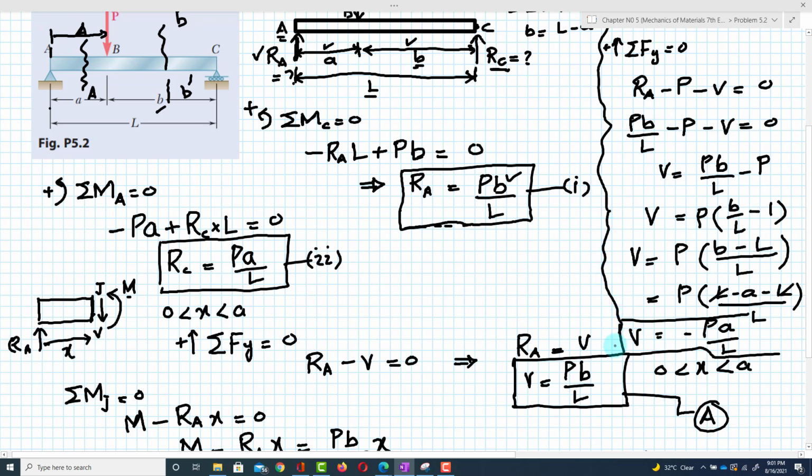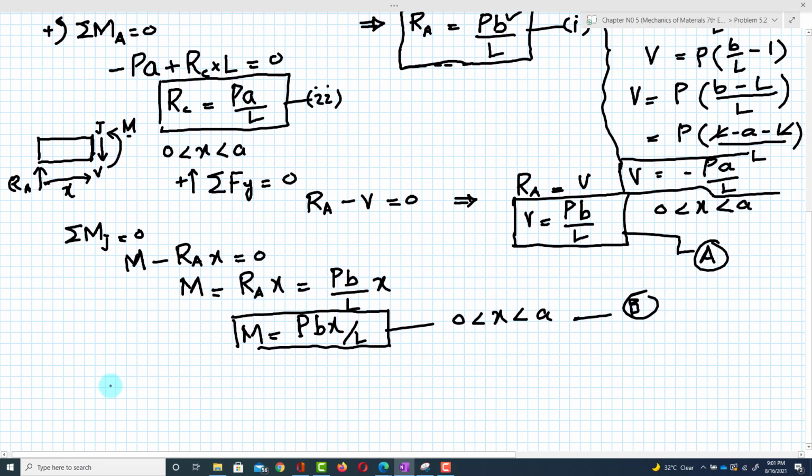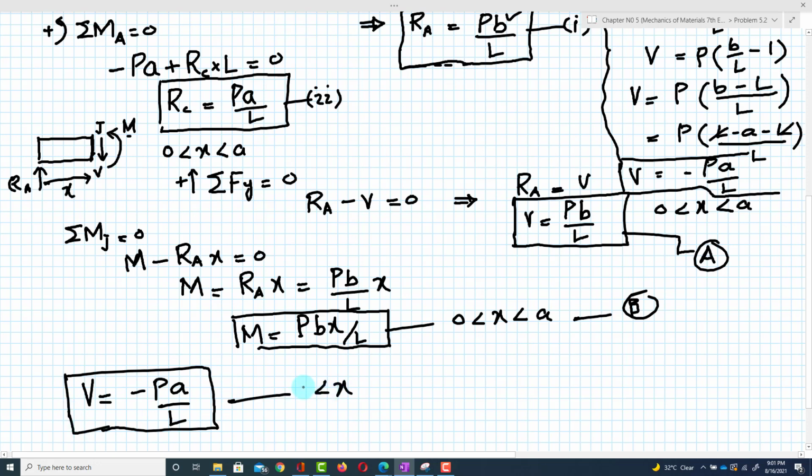Shear force equation. I do not have sufficient space, so I have to move downward again. So we have the equation V is equal to minus P A over L, and this shear force equation is only valid for X greater than A and less than L. Clear?